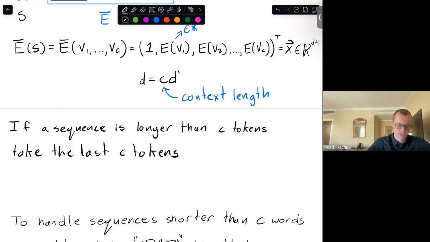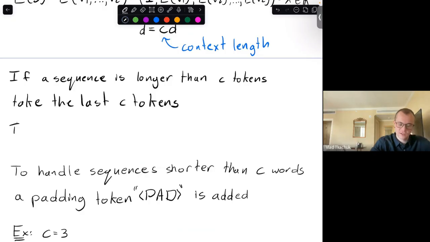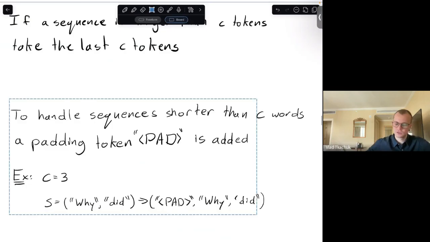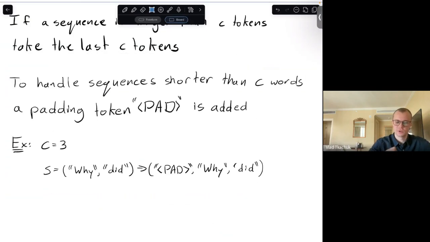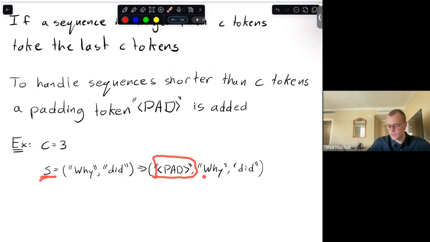And then to handle sequences shorter than C tokens, you're going to just pad it at the beginning with this pad token. So you add a padding token at the beginning. So if you had a sequence of only 2 tokens, but your context length was 3, well, then you transform the sequence into pad token at the beginning and then the words afterwards. So this way you now have all inputs of equal length.